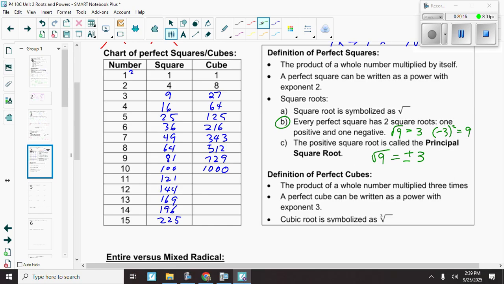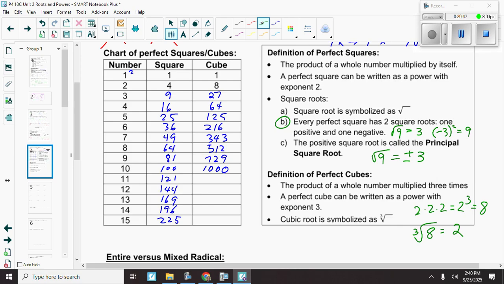So the perfect cube is another example of the same number being multiplied by itself. So 2 times 2 times 2 is the same as 2 cubed, which will give us 8. So then that means that if we take the cubed root of 8, we end up back at 2. So if I took the cubed root of 343, my answer would be 7. If I cubed 7, my answer would be 343.